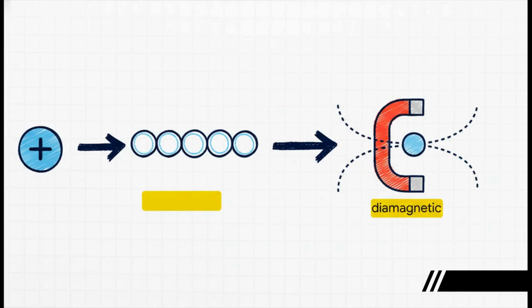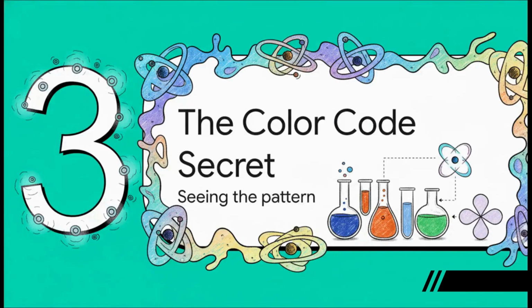But why? Well, to become Ti4+, it has to lose all 4 of its outer electrons. That leaves it with a totally empty d orbital, a d0 configuration. No unpaired electrons means it's diamagnetic. So the big takeaway here: a d0 configuration means diamagnetic. Easy. Okay, let's move on to our final key, the color code secret.